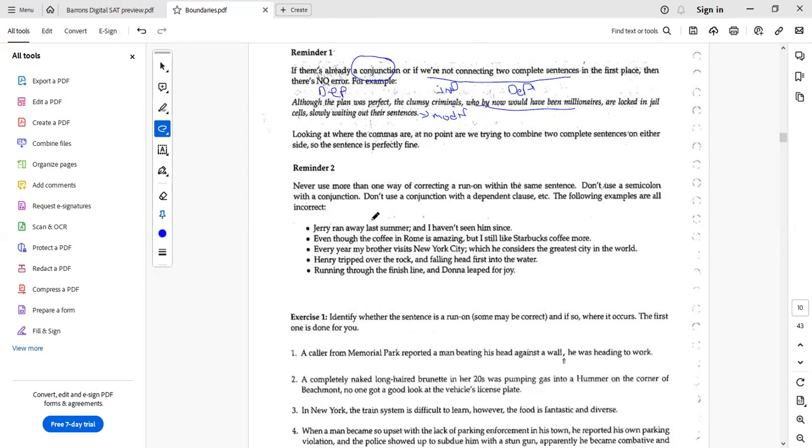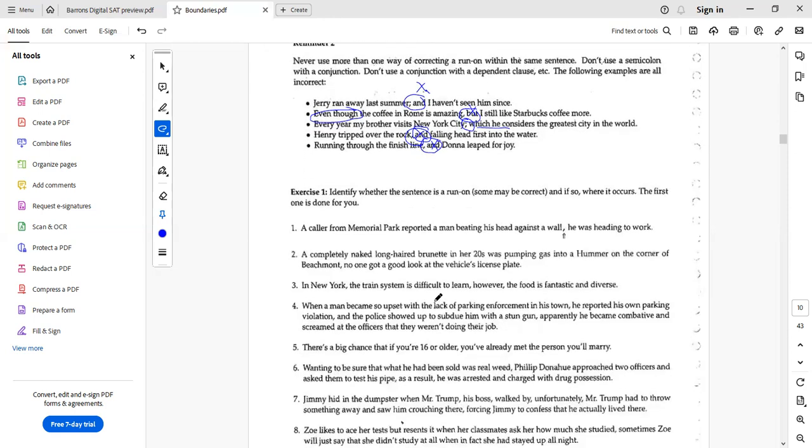No problem. Here, never use more than one way of correcting. So don't use a semicolon with a conjunction. It's wrong. Semicolon with a conjunction, wrong. Take care. You put a dependent, even though, then you put comma, FANBOYS, wrong. You put a semicolon before the dependent, wrong. Here, it's not a complete sentence. It's a modifier, and you put comma and, wrong. Here, it's a modifier. It starts the sentence, and you put comma and, wrong.